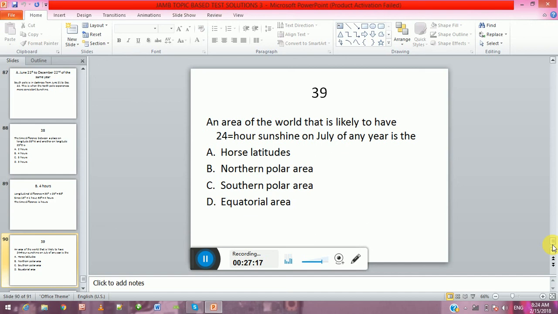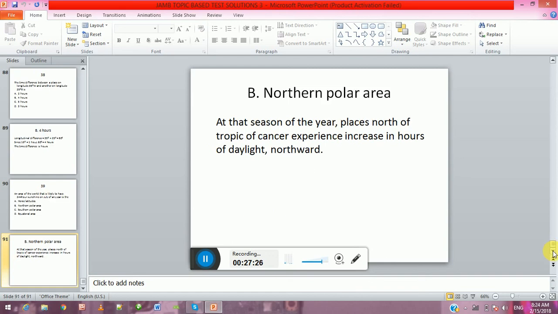An area of the world that is likely to have 24 hours sunshine in July of any year is the what? Is the northern polar.